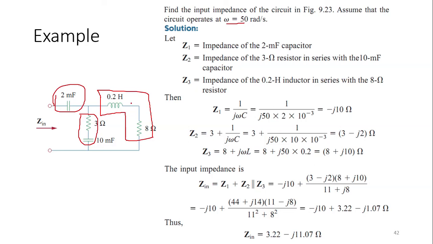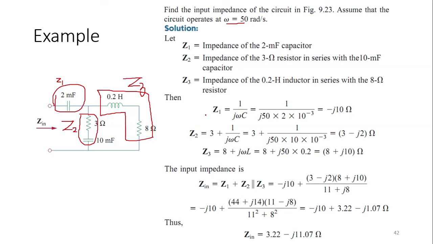These, for example, we call Z1, we call this one Z2, and this one is Z3. So now Z2 and Z3 are in parallel. First find their parallel combination and then make the resulting impedance in series with Z1. This is what is done here.